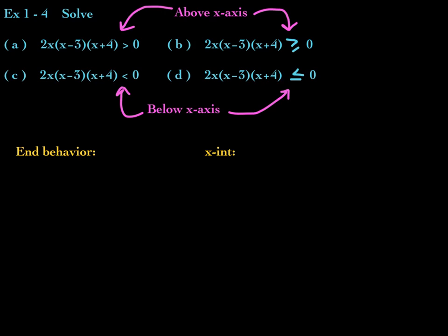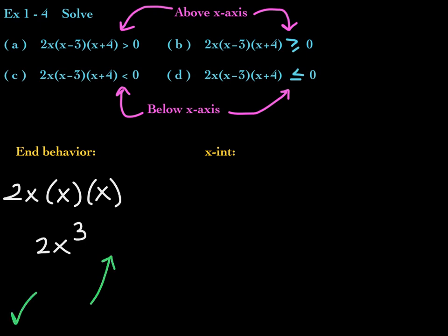For the end behavior, I'm going to take the leading term from each factor and multiply. So the end behavior I'm getting is 2x cubed. Because the degree is odd with a positive leading coefficient, I know that my end behavior will be up forever to the right, down forever to the left.